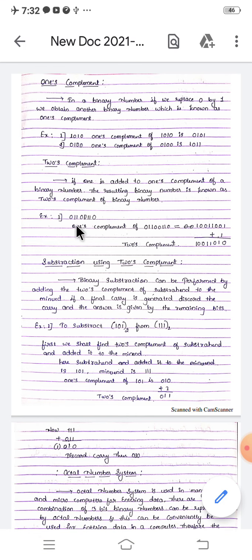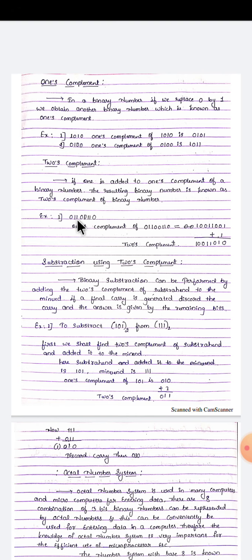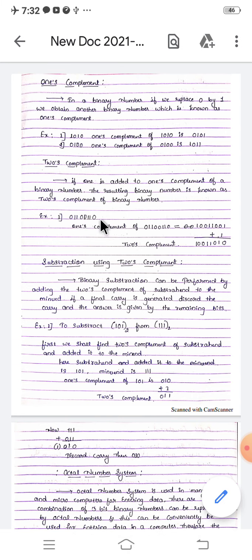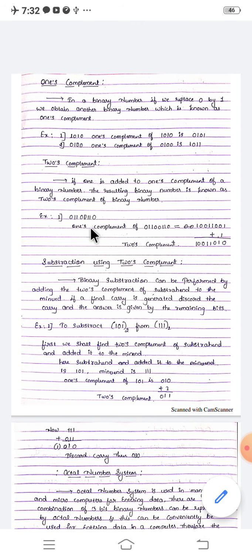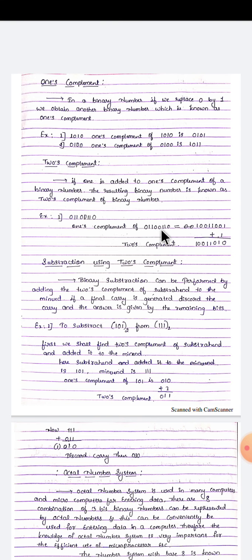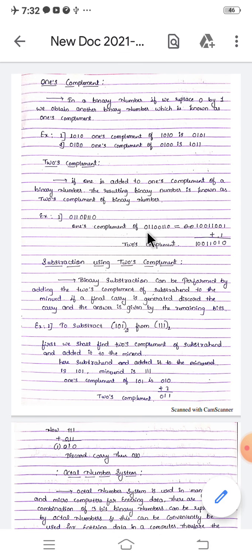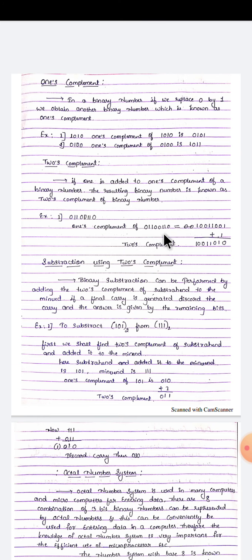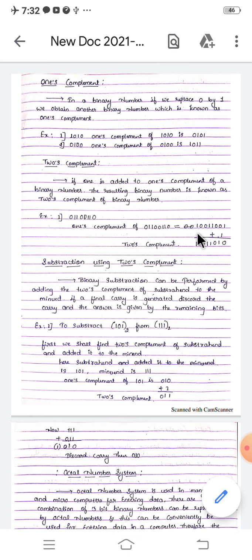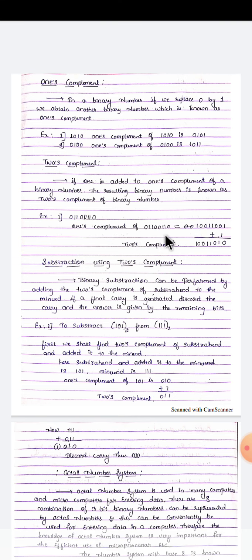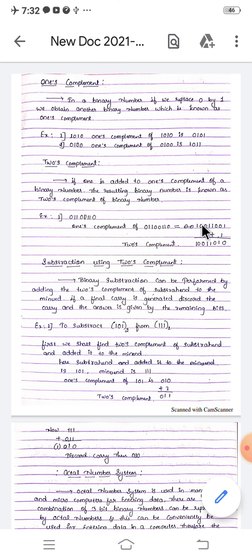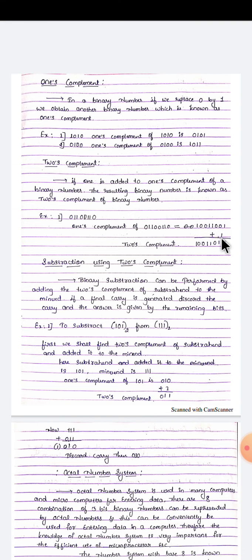Let us see the example. 0110011 is given. To find its twos complement, first we have to find the ones complement of this binary number. Wherever 0 is there it becomes 1, and wherever 1 is there it becomes 0. This is the first complement. Next we have to add 1 to that ones complement.